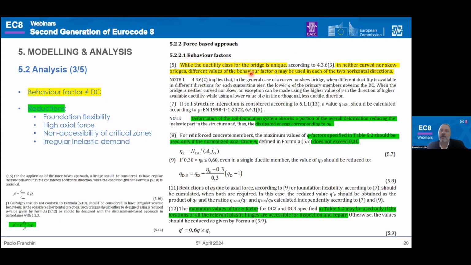In yellow here, only in the case of bridges that are neither curved nor skew, you can actually use, even if the ductility class is unique, two different behavior factors in two directions. This is the typical case of a straight, non-skew bridge with, for instance, wall piers, where you have available ductility that is very different in the longitudinal and transverse direction. You can use different values of Q.